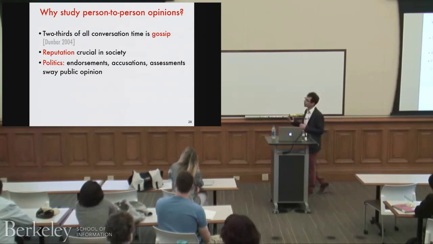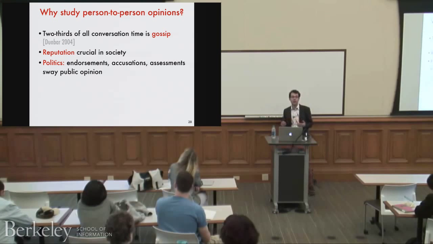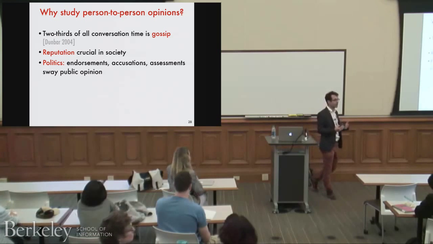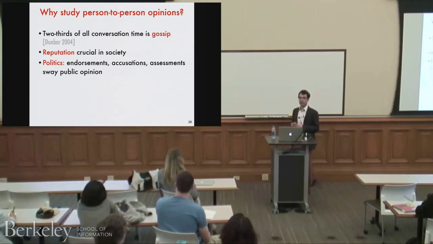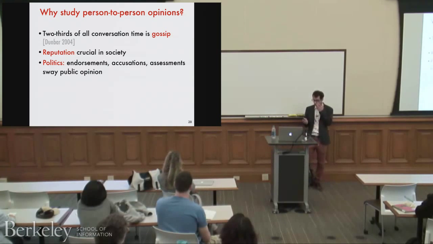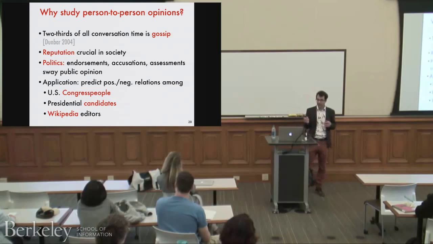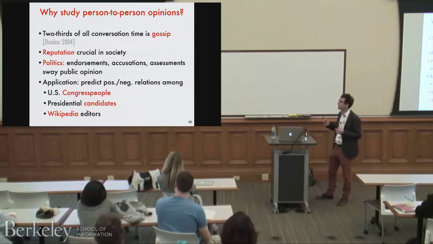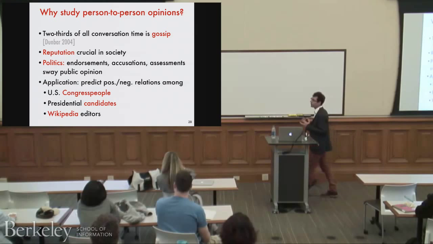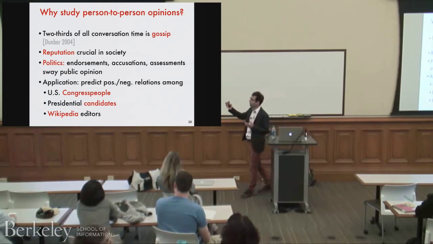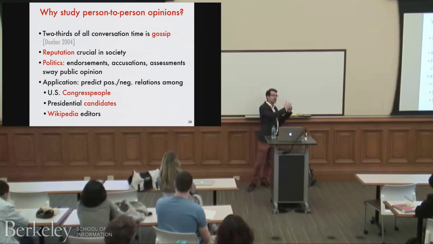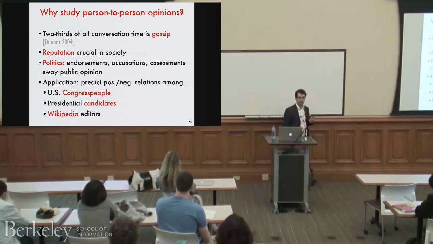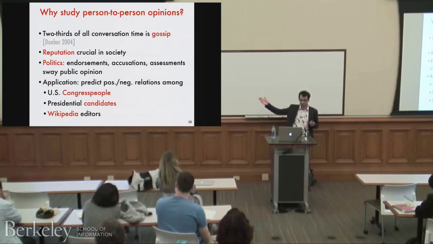For example, in politics, endorsements, accusations, assessments really have the potential to sway public opinion. You could even say that one of the main jobs of politicians is to have opinions about other politicians. You definitely see that currently in the tragedy of Trump versus Cruz, for example. So the applications of models of person-to-person opinions are obvious. For example, if we could model opinions between Congress people, that would help us understand better how decisions are made at the very highest level of society, or presidential candidates currently.